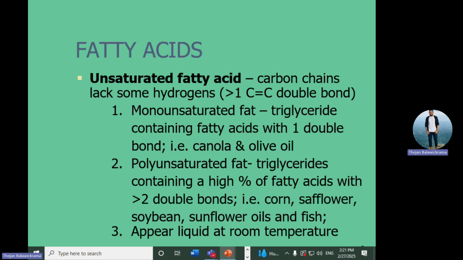It could be one CC double bond, or it may be more than one CC double bond. If we have just one CC double bond, we say it's monounsaturated fatty acids. If we have more than one CC double bond, we call it polyunsaturated fatty acids. So we have monounsaturated fatty acids and polyunsaturated fatty acids according to the number of double bonds present.